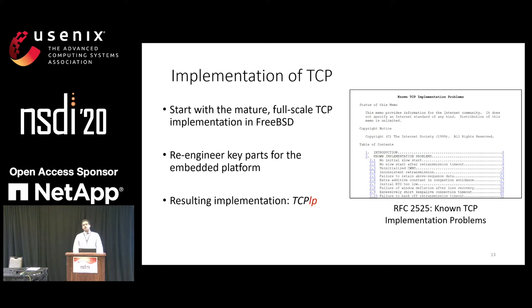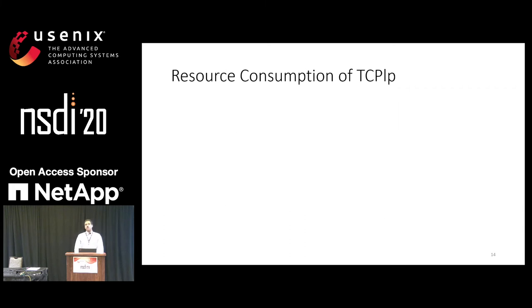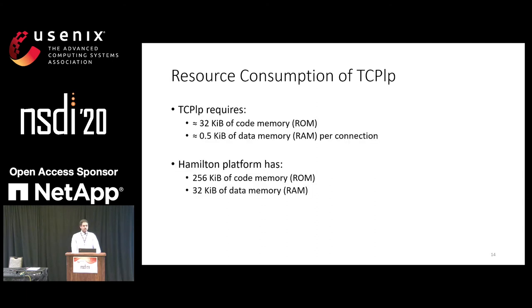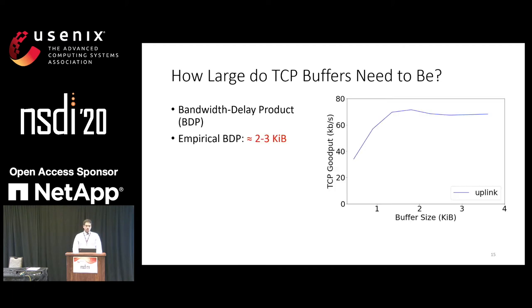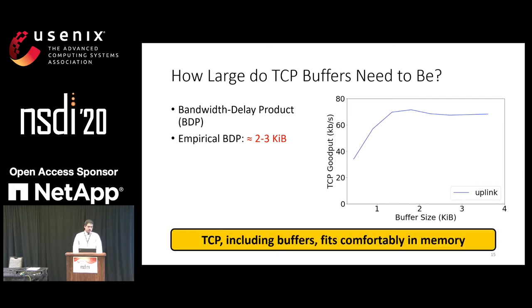OK, so now that we have a concrete implementation of TCP, we can ask the question, is TCP too heavy for these low-power embedded devices? What we find is that the TCP protocol itself requires about 32 kilobytes of compiled code and about half a kilobyte of RAM per connection, which fits comfortably within the amount of ROM and RAM available on the actual embedded platform we were working with. But this is only the actual connection state itself. The natural question is, okay, what about the TCP buffers? We'd like to size our buffers so that we're able to fill the bandwidth delay product. And we empirically measured the bandwidth delay product in a LoWPAN to be about 2 to 3 kilobytes. So for example here, as we vary the buffer size, we can see that the TCP goodput levels off around 2 to 3 kilobytes. And 2 to 3 kilobytes also fits comfortably within memory. So our overall conclusion here is that TCP, including its buffers, actually fits comfortably within memory on these constrained devices.